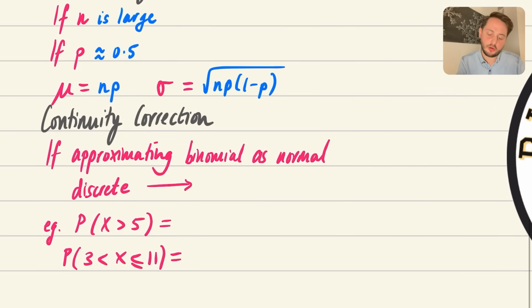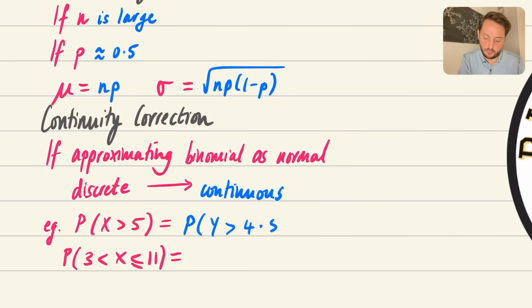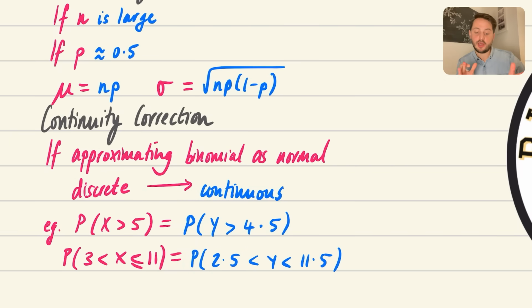Continuity corrections. If you are approximating binomial as normal, you're going from something that's discrete to something that is continuous, and so you need to change the particular probabilities you're looking at. If you're saying that the probability that x is greater than 5, that is going to be changed to the probability that y is greater than 4.5. You could have an equal to sign, but it's not going to change the outcome for the probability. And if it was between 3 and 11, well, you would say that it's going to instead be between 2.5 and 11.5. So you basically add on a half at either end to try and sort of expand out that range.